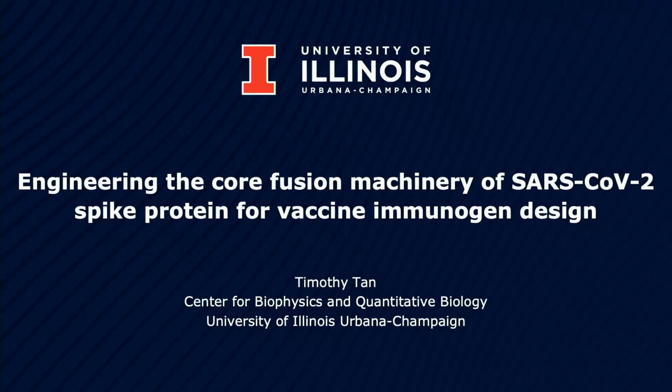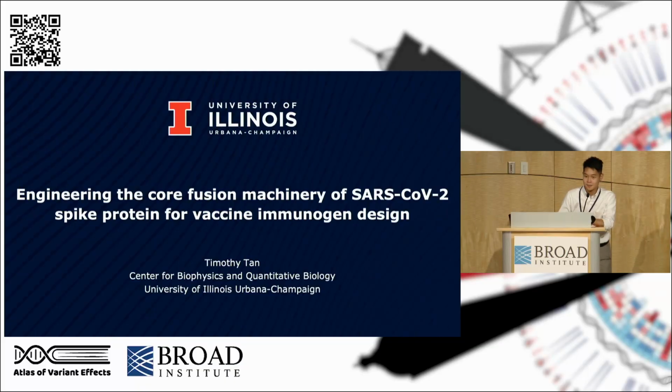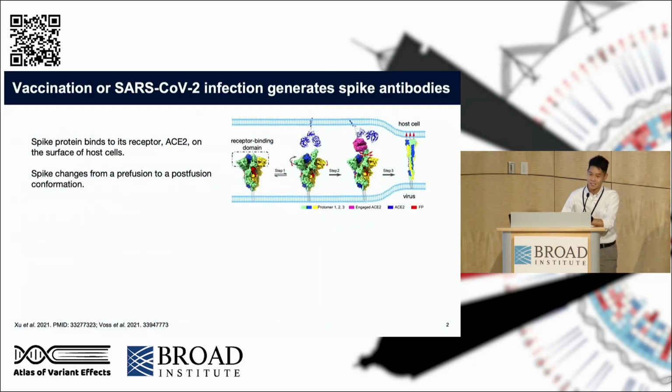Thanks for that wonderful introduction and for the opportunity to present my work on engineering the core fusion machinery of SARS-CoV-2 spike protein as a proof of concept for vaccine immunogen design. So SARS-CoV-2 is an RNA virus that has spike proteins on its surface.